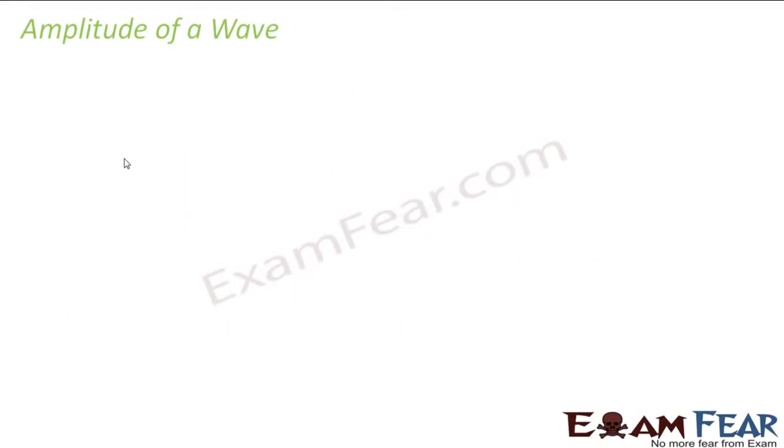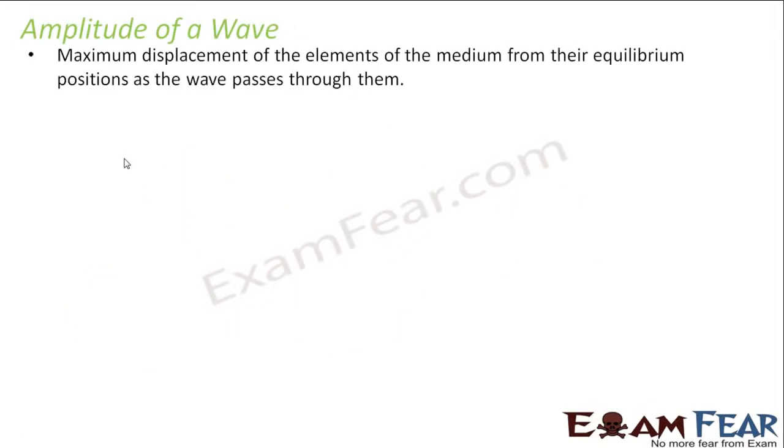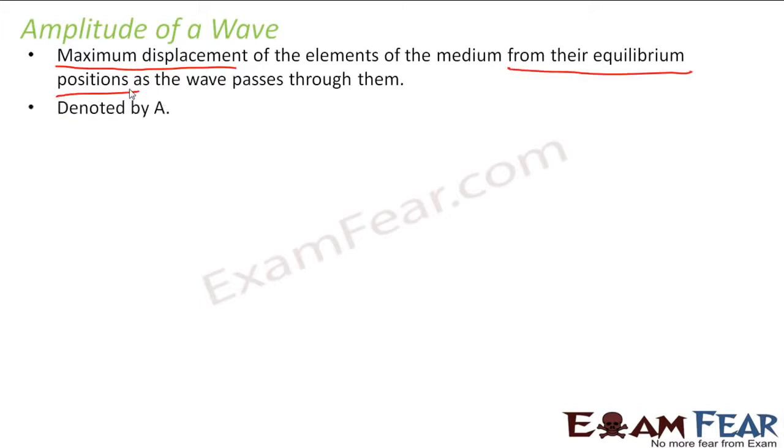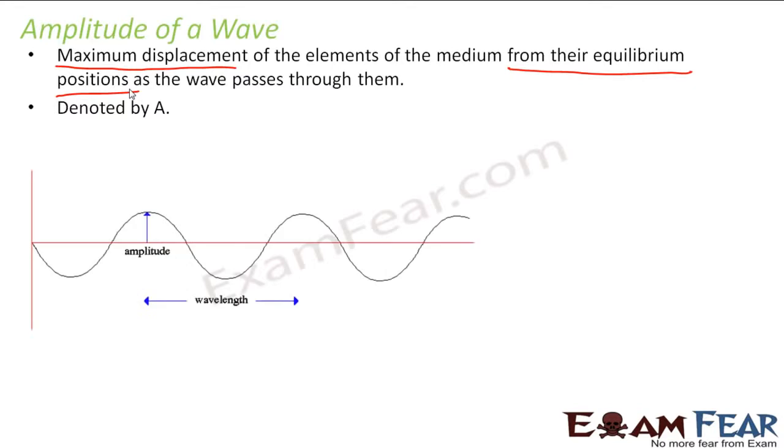What is the amplitude of a wave? It is the maximum displacement of the elements of the medium from their equilibrium position as the wave passes through them. So the key point here is maximum displacement from equilibrium position. That defines the amplitude. It is generally denoted by a capital A.